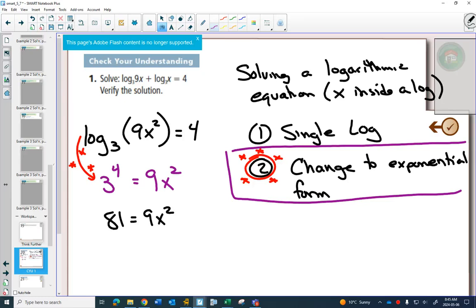You know how to solve this. This is an equation you've solved tons of times. We can get the x squared by itself. Square root both sides, don't forget the plus or minus. So step 3, you can now solve for x.